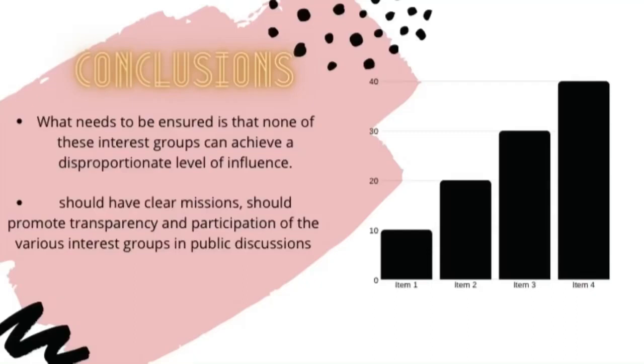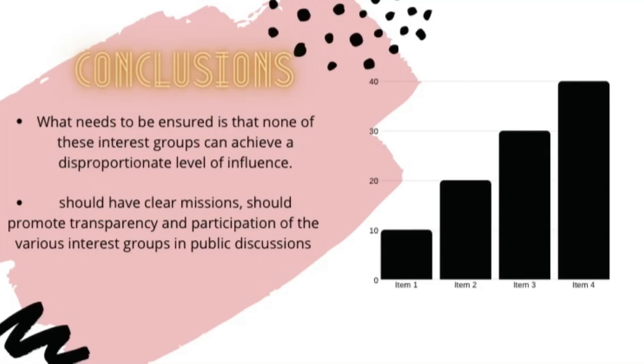So what I can conclude from this topic is that it is important to recognize that different interest groups influence the regulatory process. What needs to be ensured is that none of these interest groups can achieve a disproportionate level of influence. So, in practical terms, it is necessary to put in place mechanisms and incentives that make public interest groups more active in the regulatory process.